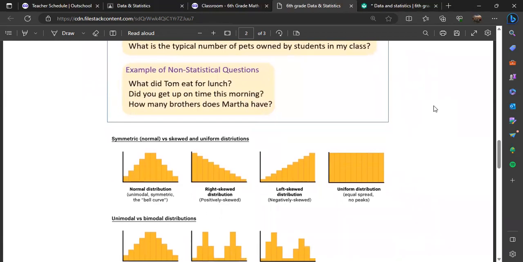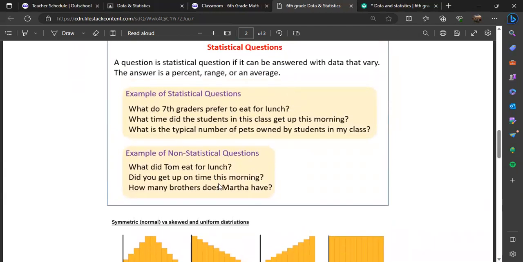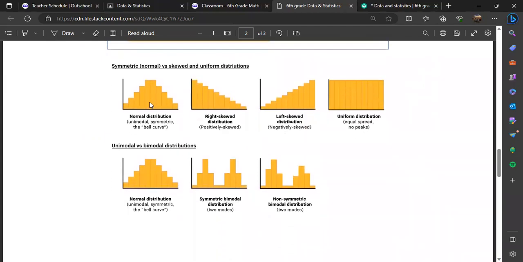So, what did Tom eat for lunch? How many brothers does Martha have? These are non-statistical data questions. Statistical data questions would be, what do 7th graders prefer to eat for lunch? It's a little more specific. What time did the students in this class get up this morning? It's more specific, right?